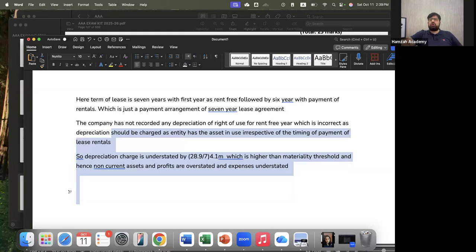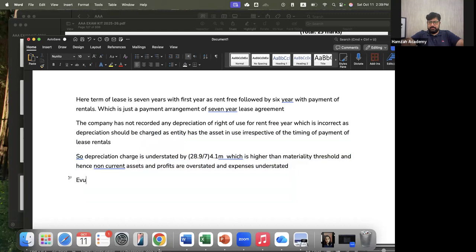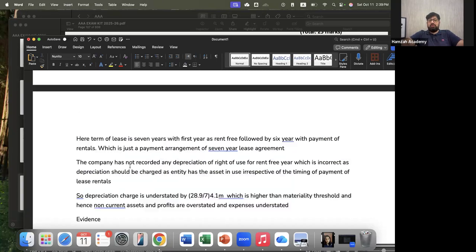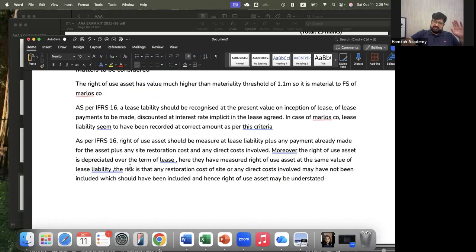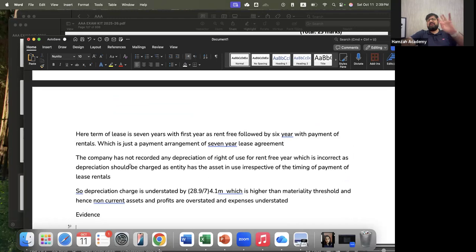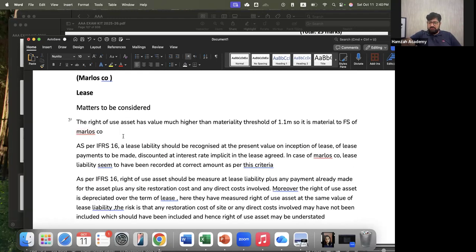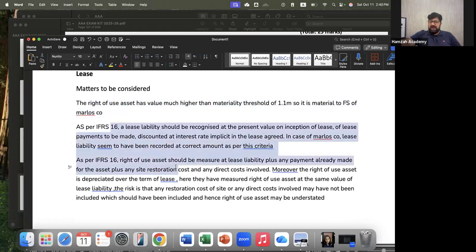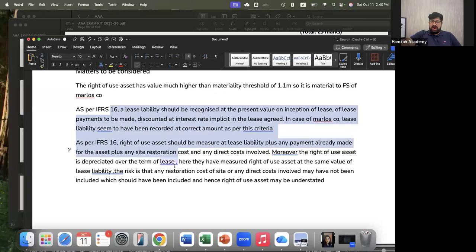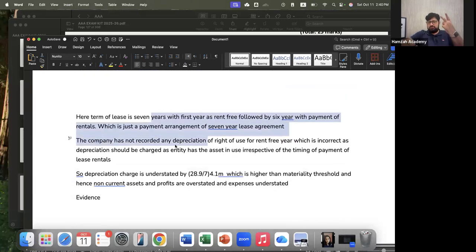Now, the next part is evidence. The second part is evidence. This is good for at least 4 marks. But you have discussed materiality twice, 1 mark. Treatment applied, 2 marks and 2 marks, because the treatment happened twice. So 4 to 5 marks, this is a good enough discussion. Matters to be considered. Now, evidence.